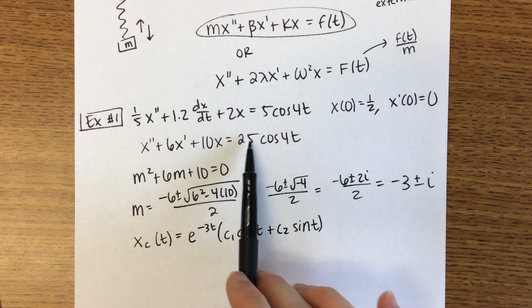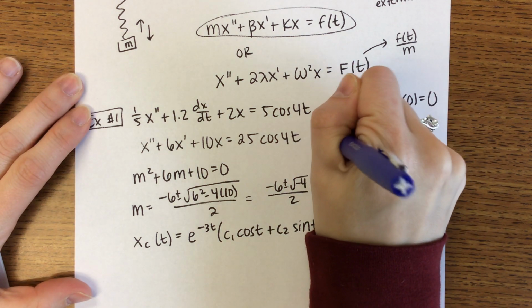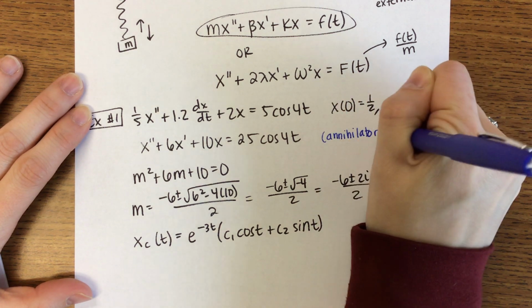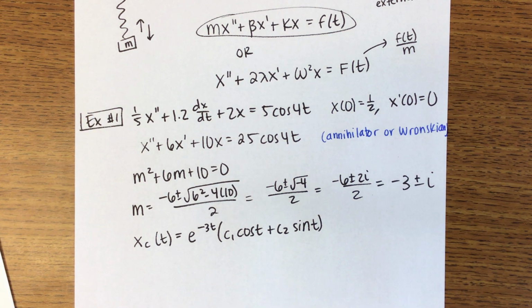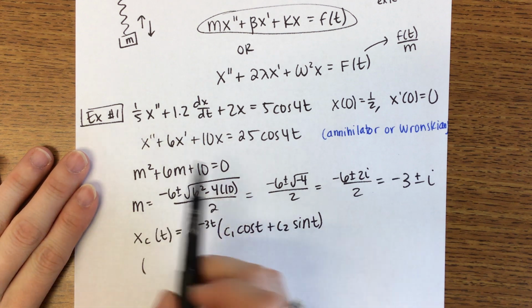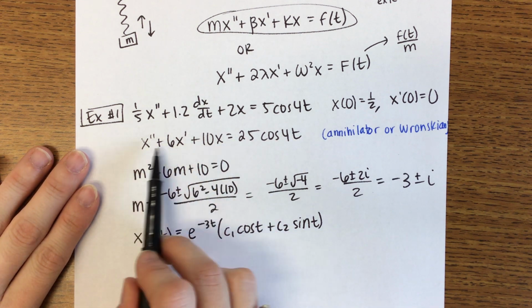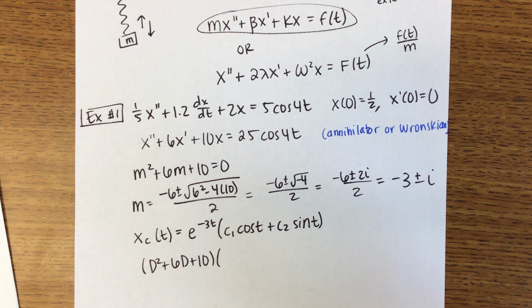Now, we need to take that force into account to find the particular solution. What are the two methods that we have to solve for the particular solution? Undetermined coefficients, variation of parameters. Yeah. In easier terms, we can use the annihilator method, or we can use the Wronskian. I chose to do annihilator. Is that okay? Yes. Okay, so if we apply the annihilator here, the left side, this will be D squared plus 6D plus 10. How do I annihilate 25 cosine of 4t?